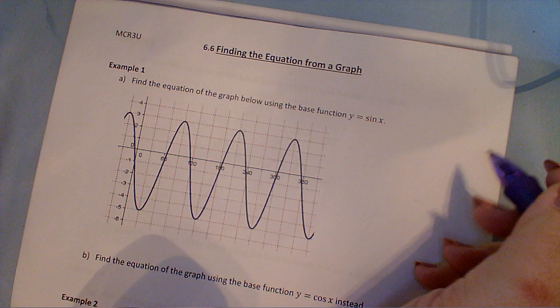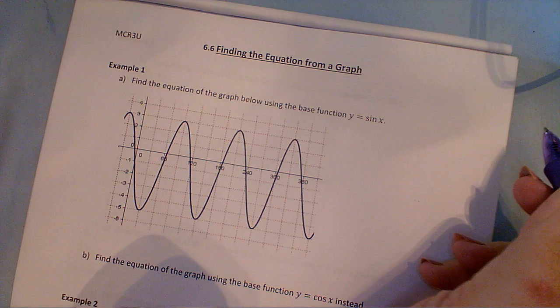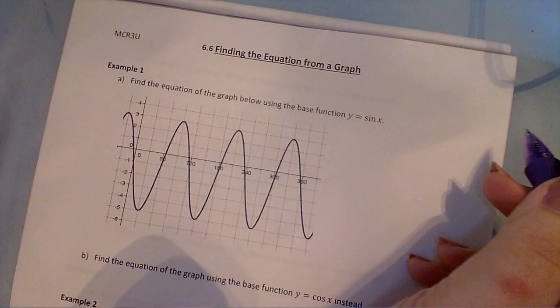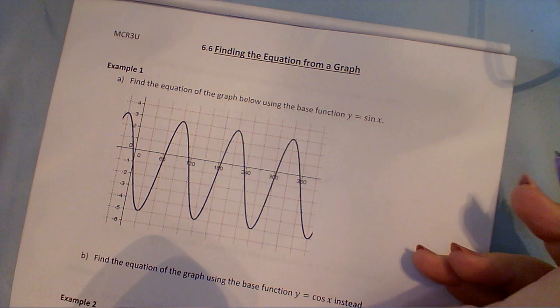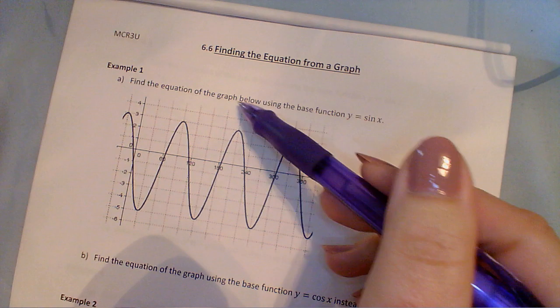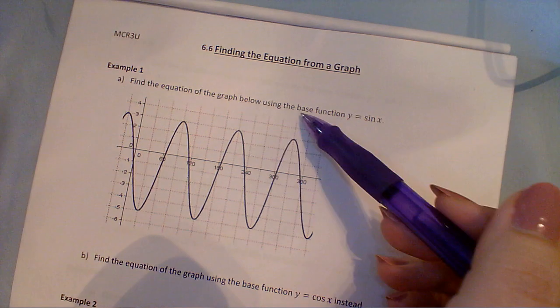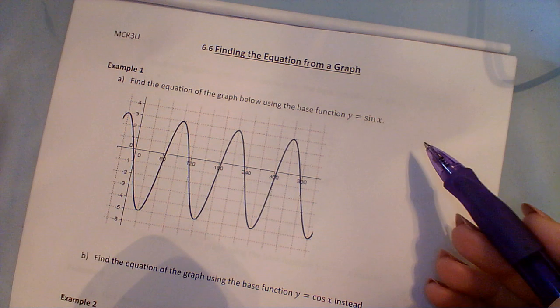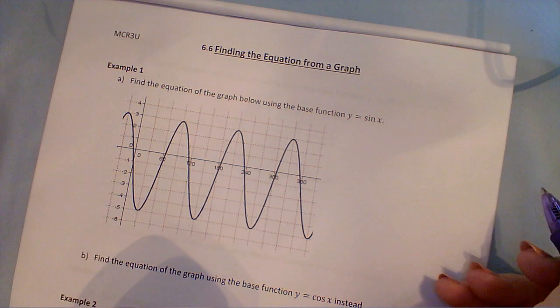The first one that I suggest is to get the amplitude, because there's a set formula to find amplitude, and you might as well use that formula and get your A value first. So in example 1, it says find the equation of the graph using sine as your base. We don't even care whether it's sine or cos to start with, because amplitude is always found the same way regardless. So here we have a sinusoidal graph.